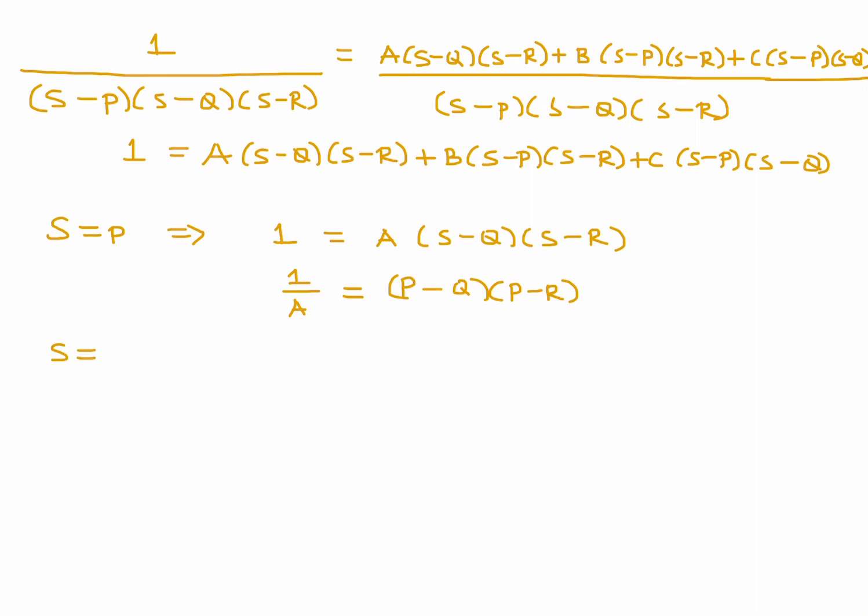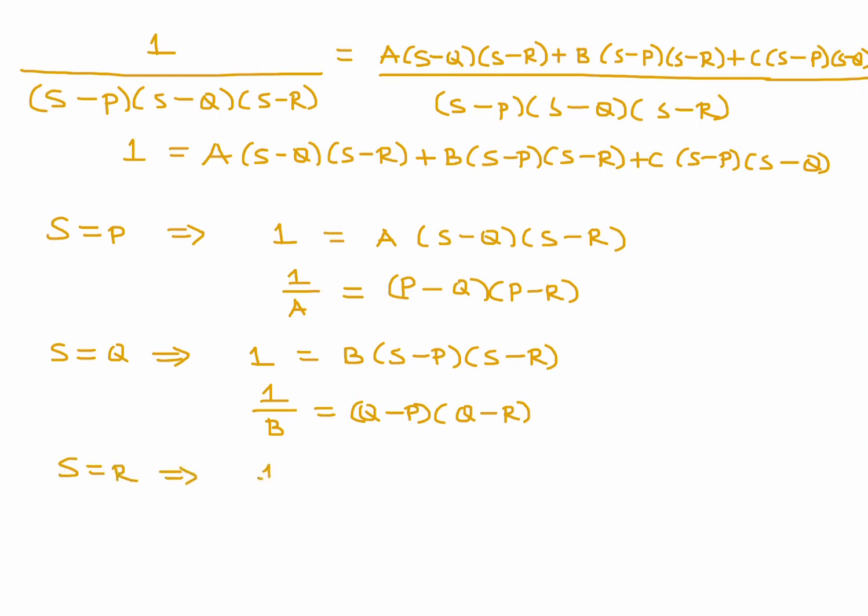And very similarly, if you let s equal q, you get 1 is equal to b times s minus p times s minus r. Everything else vanishes, and we get 1 over b is equal to q minus p times q minus r. And then finally, if s is equal to r, this would be 1 is equal to c times, it would be just r minus p times r minus q.